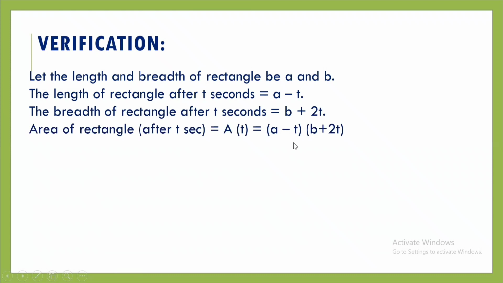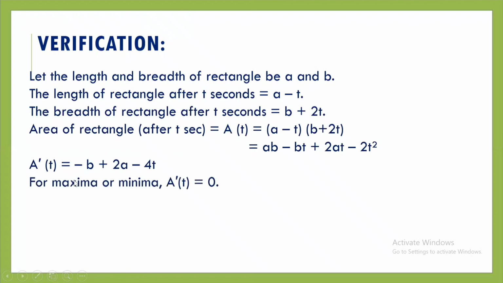If I multiply that, how much do I get? It comes out to be AB minus Bt plus 2At minus 2t square. Now, A dash t is what? If I differentiate this, I get 0 minus B plus 2A minus 4t. This is A dash t. Now, when will the area become maximum or minimum? It's going to happen when A dash t is equal to 0.